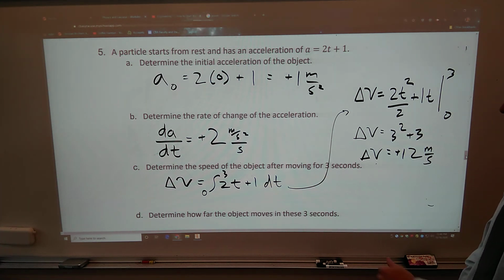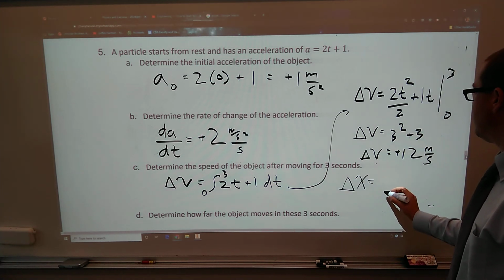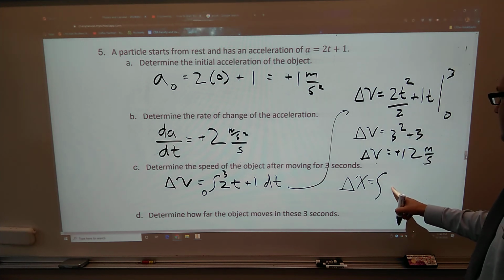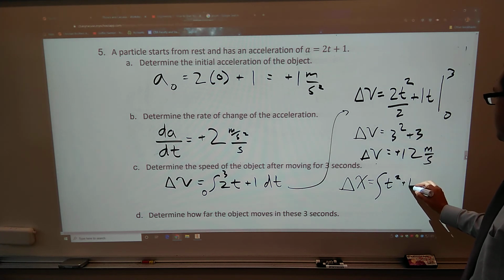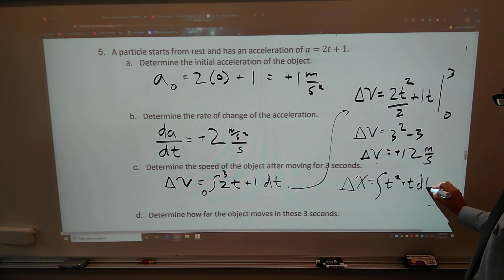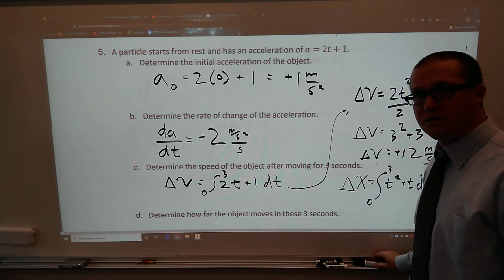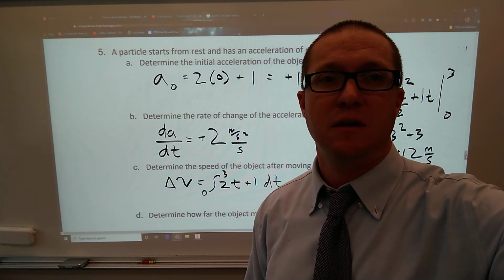From there, how far the object moves in 3 seconds, that's delta x now. Delta x equals the integral. We have to take that antiderivative now, which is your velocity function, so to speak, t squared plus t, and take the integral one more time, all right? And see if you can't finish that up to find the displacement over 3 seconds, all right? So I'm going to stop there. Short little video, pause it, go back, email me with questions.